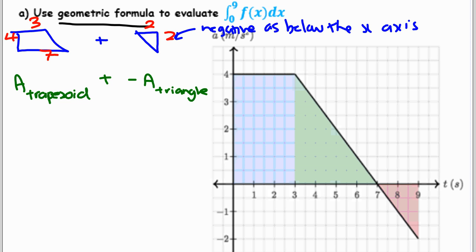Nice. So yeah, we've got to go 7 plus 3 divided by 2. That's the average of the parallel sides, and you times it by the height. Plus, how do you find the area of a triangle? Base over 2. Yeah, base times the side over 2.